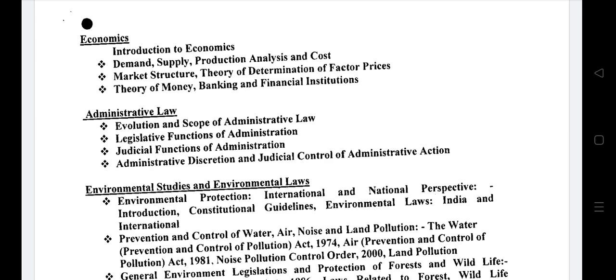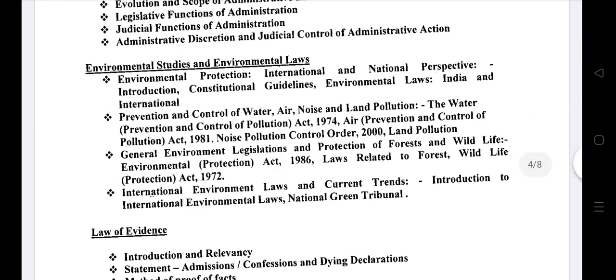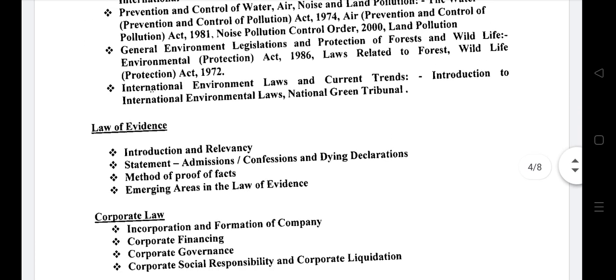In administrative law, you have to study evolution and scope of administrative law, legislative functions of administration, judicial function of administration, administrative discretion and judicial control of administrative action. Then we have environmental law as well. From environmental studies and environmental law, you have to read the environmental protection, international and national perspective, the constitutional guidelines, environmental laws in India and international, then prevention and control of water, air, noise and land pollution. Then you have to go through the Forest and Wildlife Environment Protection Act, laws related to Forest Wildlife Protection Act 1972, International Environment Law and Current Trends, Introduction to International Environment Law, National Green Tribunal.